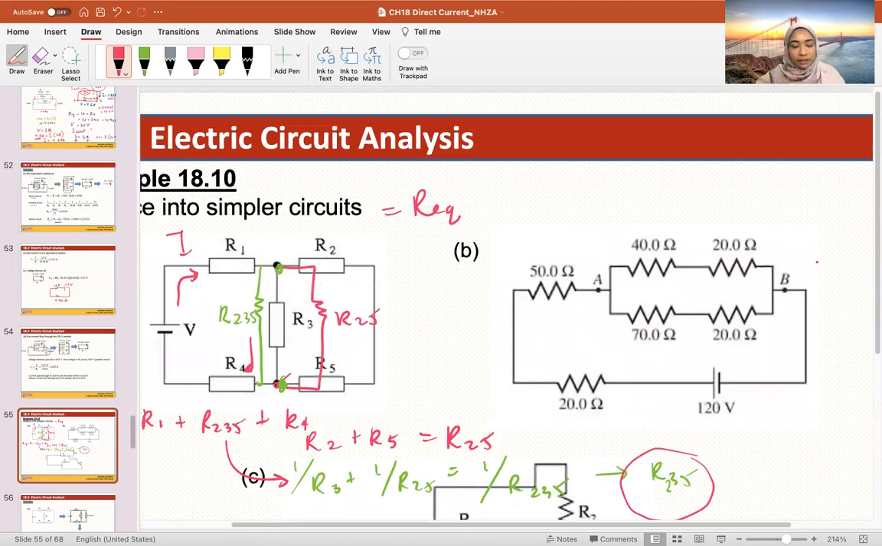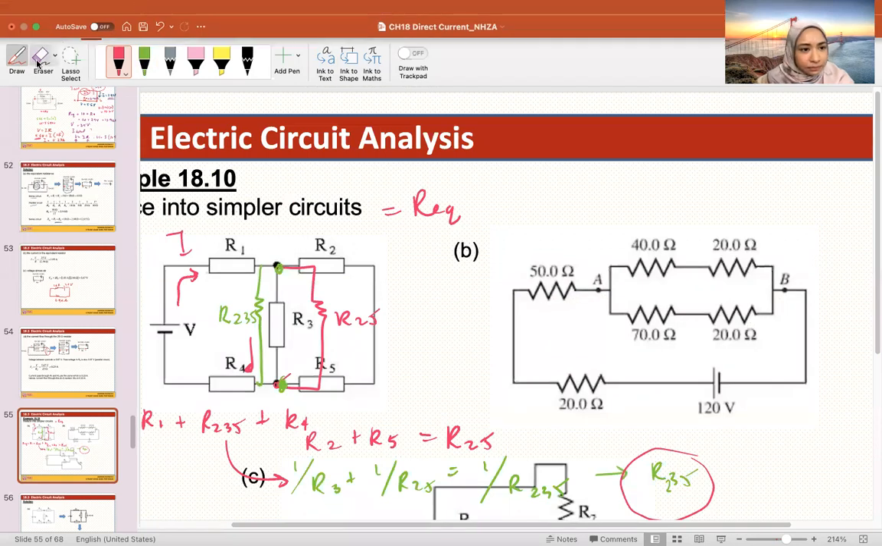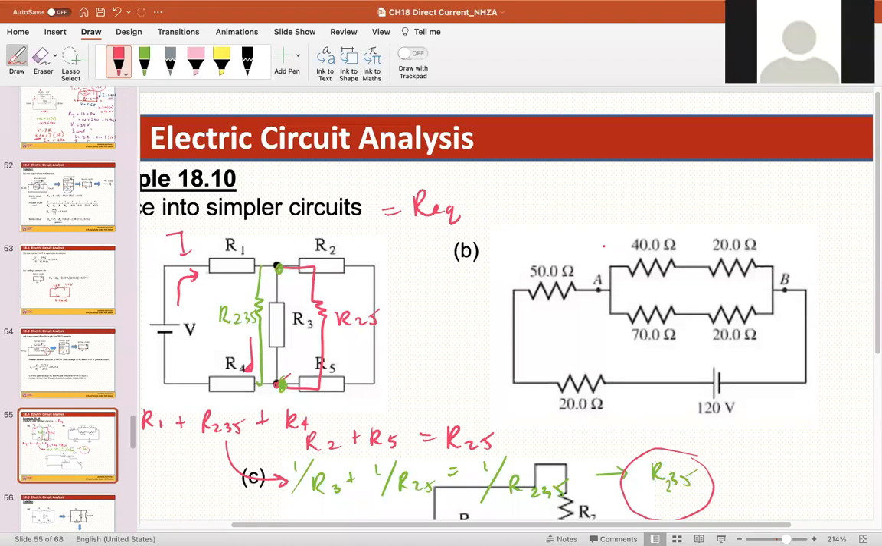Okay, so the second one, let's ask Redo. Is Redo there? Yes, doctor. Okay, so is 50 ohms in parallel with 20 ohms? This 50 and this 20. Are they in parallel? No, doctor, because they are series. Okay, good.